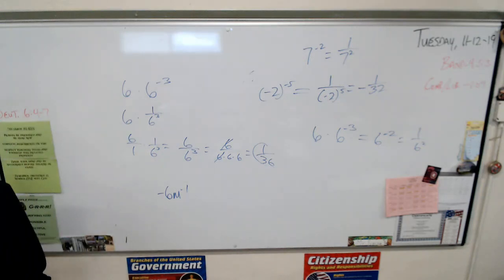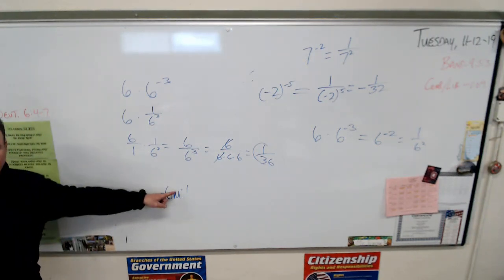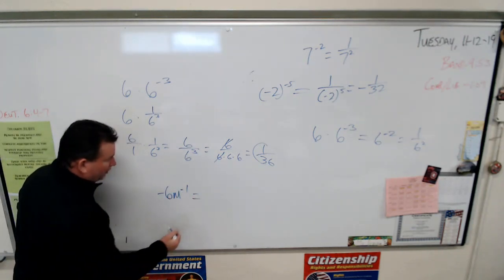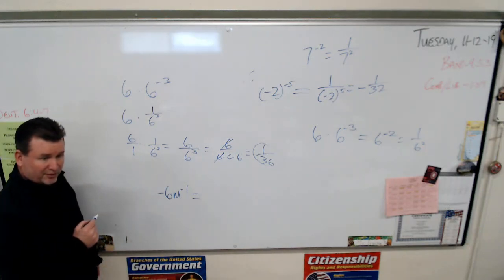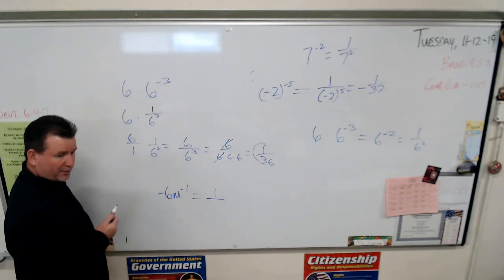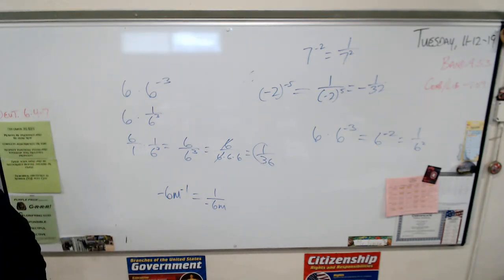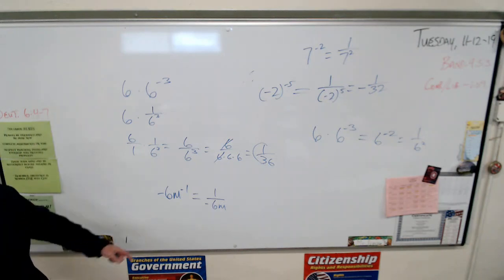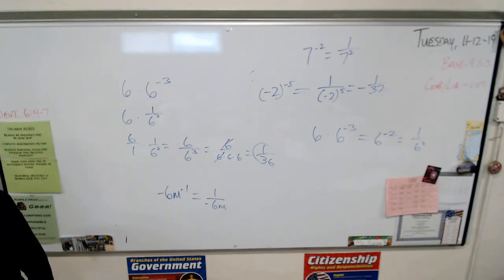How can I rewrite that? 1 over -6. Oh, okay. Just a 1. If the exponent's negative, what do I do? I'm going to put it in the denominator and make it positive. Go ahead. 1, and then -6, because aren't you just changing the exponent? Yeah. And then 1. And this would be to the first power. Right?